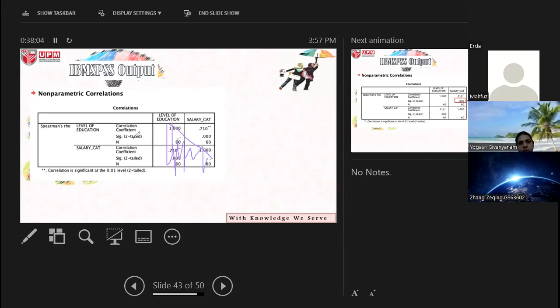So the correlation coefficient rs indicates that the rs value equals 0.710. Meanwhile, the significance value equals 0.000, and the sample is 60.